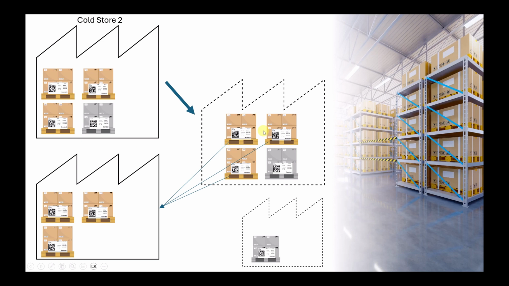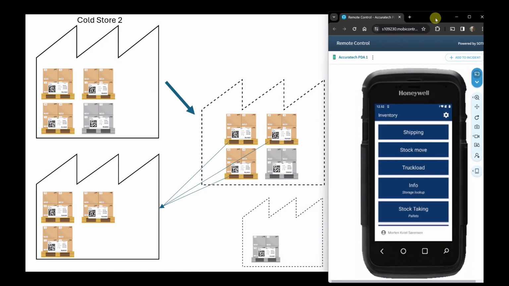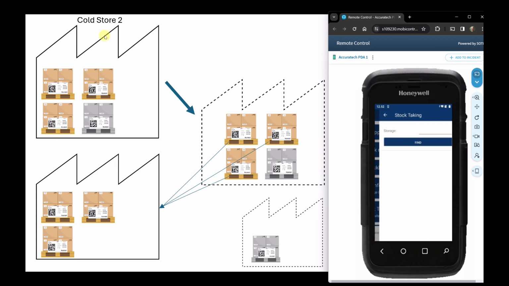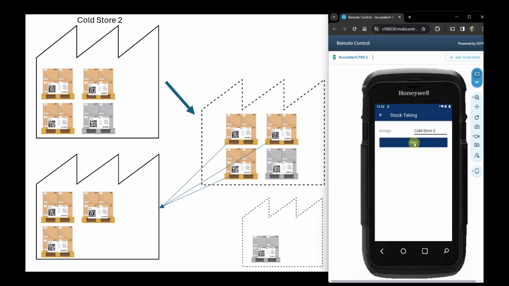Yes, and I just want to try to do this. So here I have the main menu. I take the stock take pallets. And then I select this cold store 2 department. You can also just scan the location barcode if you have that, but I'm just going to select it. And then click find to see what pallets are there.